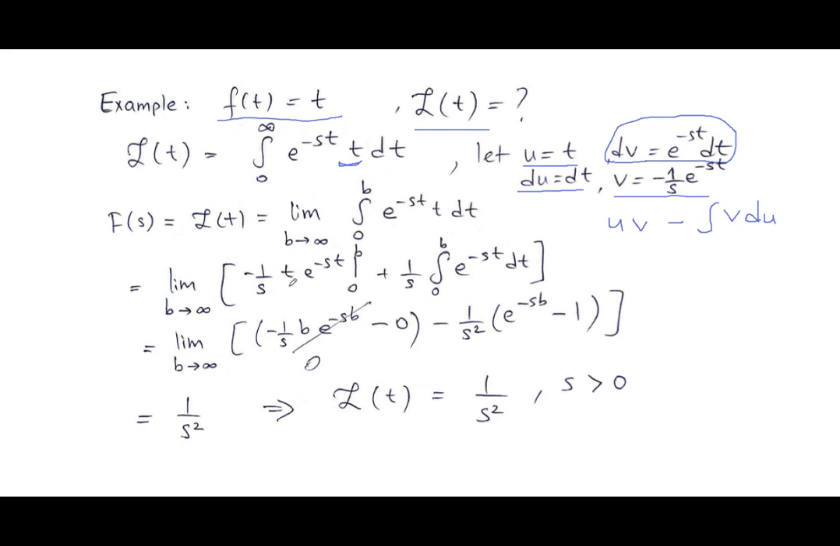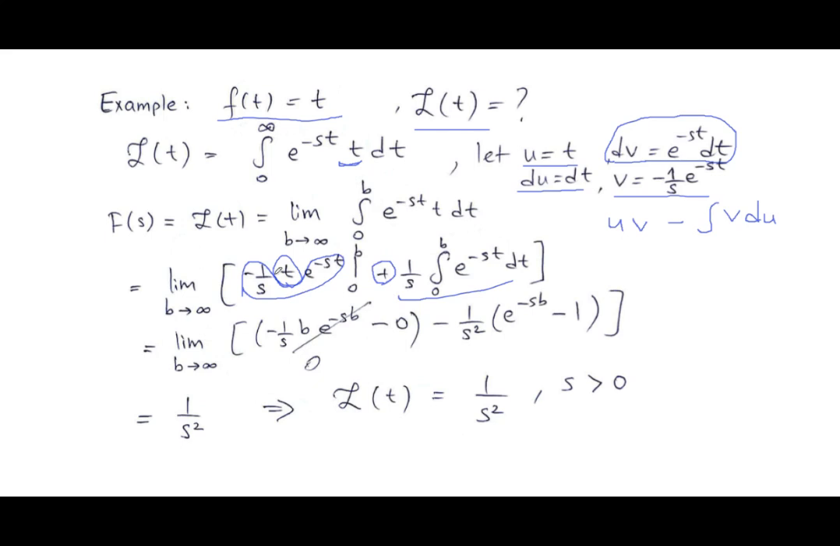We have u, which is just t, and then we have v, which is given here as minus 1 over s times the exponential term here. So we just plug in these, and then we subtract the integral v times du. Du is equal to dt, and v is given. So here is our v times du. And since we have two minus signs, they cancel each other, and we put a plus here. And this should be evaluated as b goes to infinity.